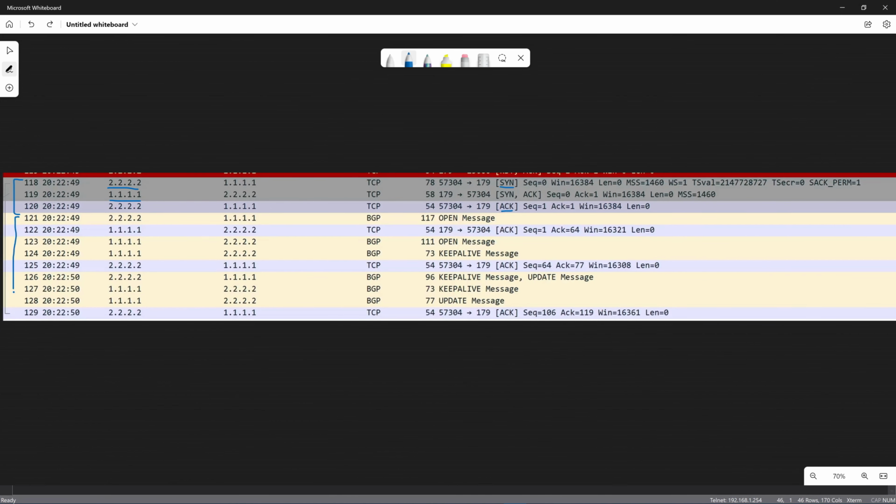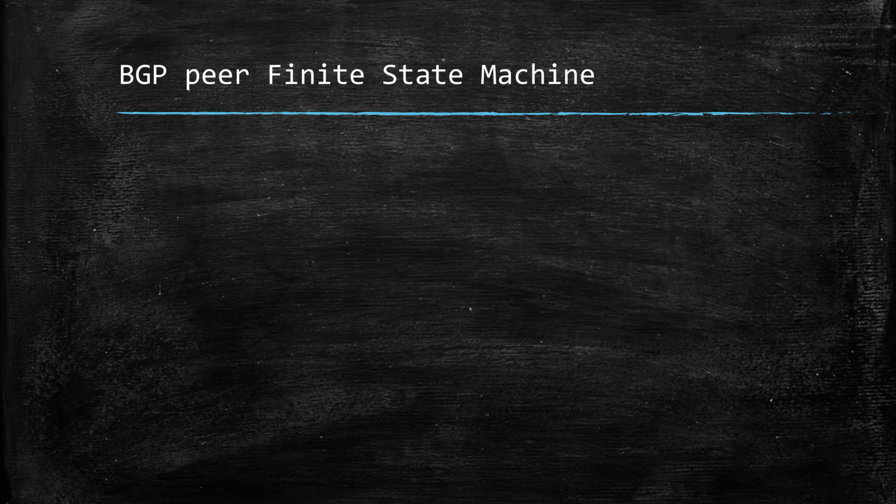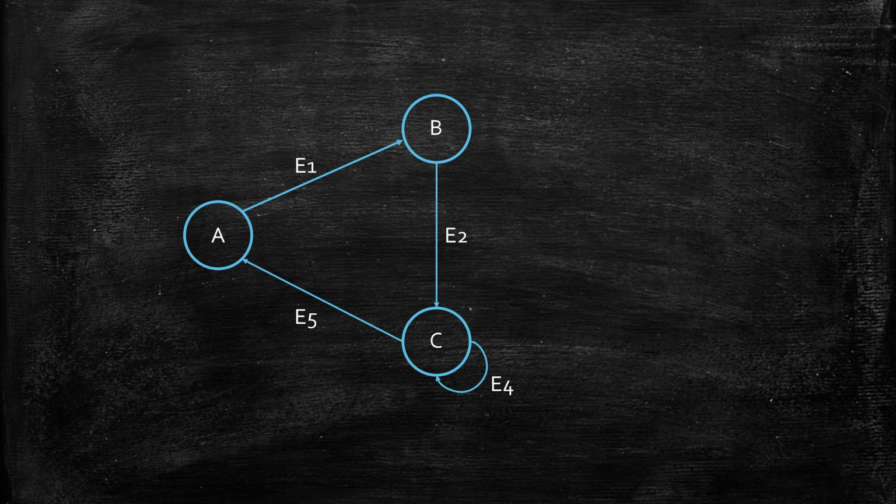Before discussing the rest of the conversation, there is something I want to talk to you about. To understand what happened in that output, we need to talk about the BGP peer finite state machine. To understand what a finite state machine is, we have a group of states represented by the circles and a group of events represented by the arrows.